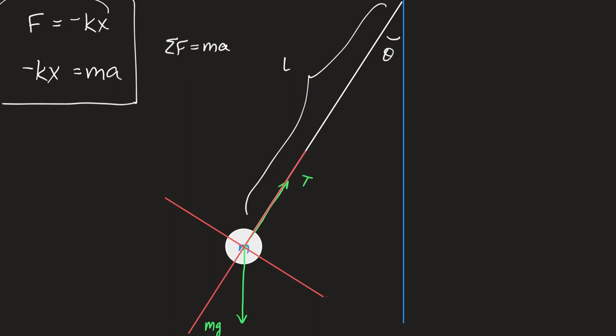Now, we've done this problem before, and I'm not going to spend a lot of time explaining myself. This is also theta. So there is a component of the weight this way, mg cosine theta. And there is a component of the weight this way, which is mg sine theta.